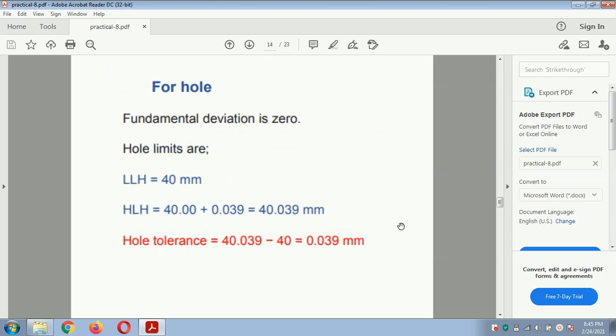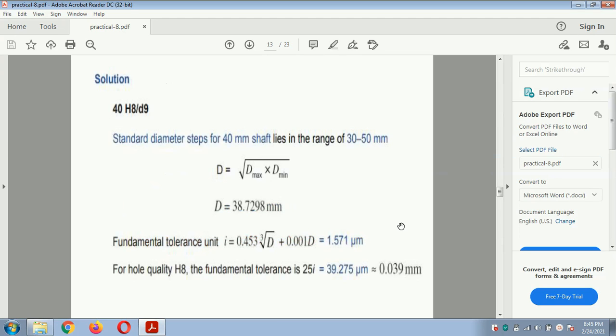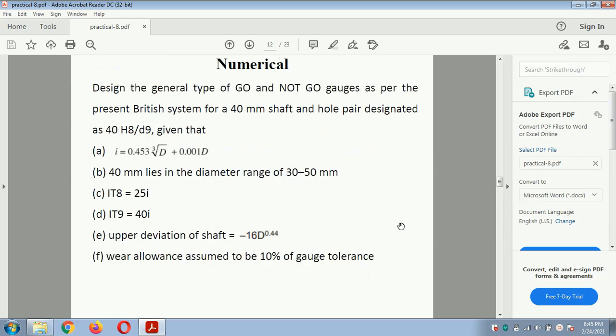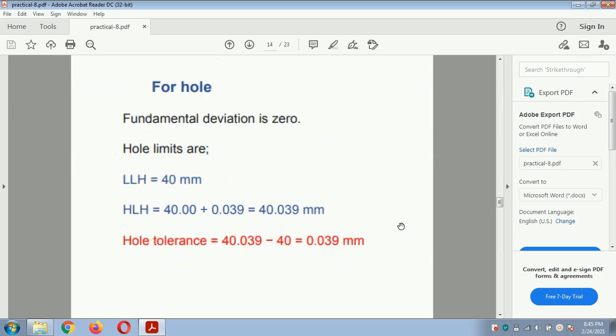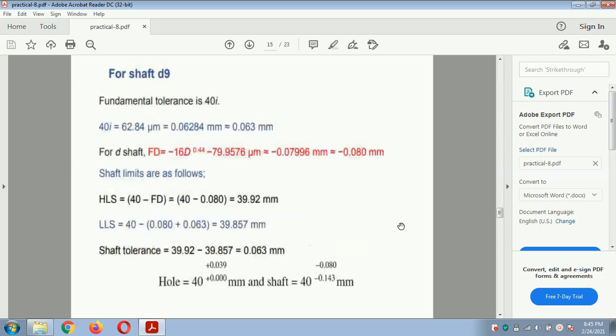For the hole, the fundamental deviation: LL is 40 millimeter, HL is the addition of that micrometer level, that is, H8 fundamental tolerance is 0.039. This tolerance 0.039 is added with respect to this high limit for the hole, that is 40 plus 0.039 is equal to 40.039 millimeter, and the hole tolerance is related to 0.039 millimeter.